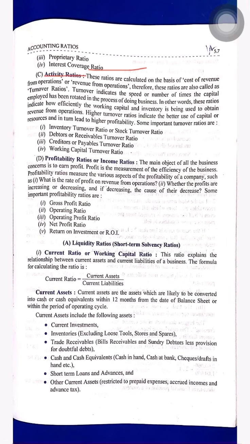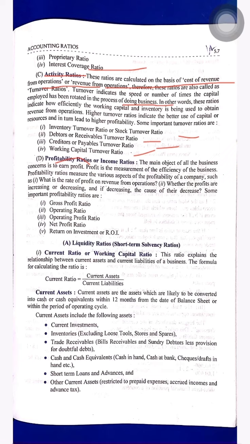Third one is activity ratio. These ratios are calculated on the basis of cost of revenue from operations or revenue from operations. Therefore, these ratios are called turnover ratios. Turnover indicates the speed or number of times the capital employed has been rotated in the process of doing business. It basically depends on sales, how much sales increase or decrease in the period. In it, we have to learn inventory turnover ratio, debtors or receivable turnover ratio, creditors payable ratio, and working capital ratio.